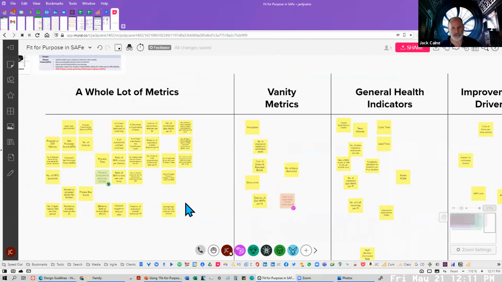There's a lot of metrics here, right? I mean, if you work in an enterprise, there are a gazillion metrics. Whether you use SAFe or not, you may be actually using some of these metrics.